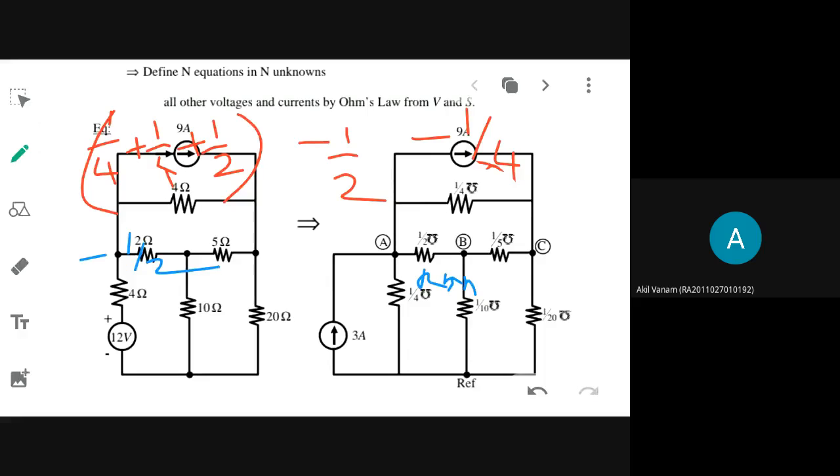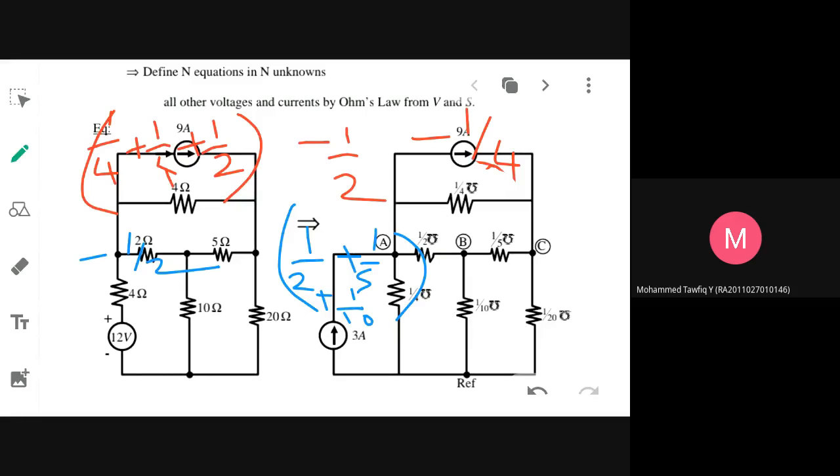Minus 1 by 2 plus 1 by 5 plus 1 by 10. To this node, what are the resistances connected? This one is connected, this one is connected, this one is connected. So what will be the value? 1 by 2 plus 1 by 5 plus 1 by 10. Okay, then between B and C, what is common?